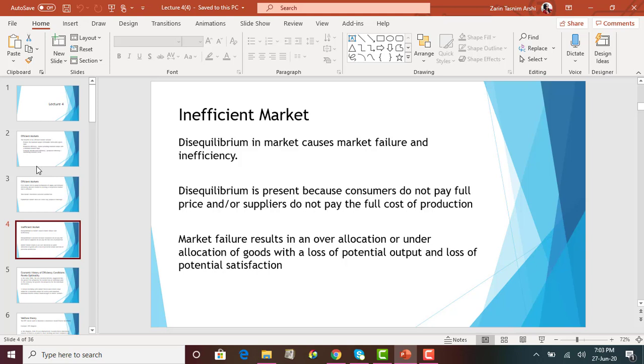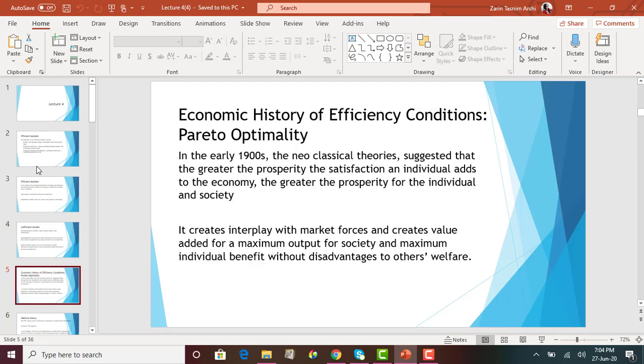of production. So ultimately, market failure leads to an over allocation, which means we might have a surplus, or under allocation of goods and services, which means we might have a shortage in the economy, and with the loss of potential output and loss of potential customer satisfaction. So when a market is inefficient, it leads to market failure, which eventually causes over allocation or under allocation of resources, which causes either loss of output or loss of potential customer satisfaction.